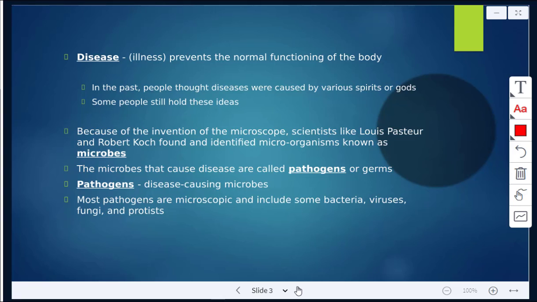So any microbe that causes disease is called a pathogen or germ. All right, so the definition for a pathogen is a disease-causing microbe. Okay, and most pathogens are microscopic and they include bacteria, viruses, fungi, and protists.